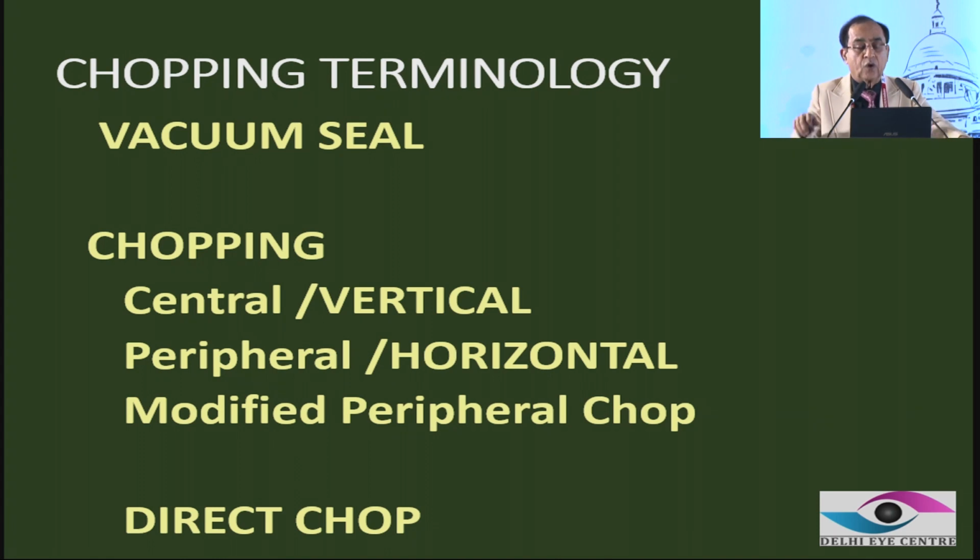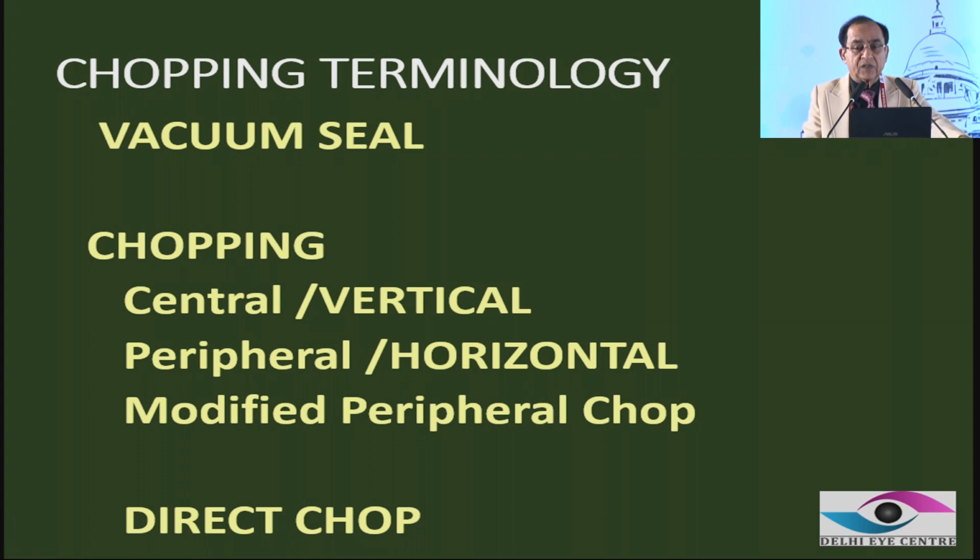That means when you do not negotiate your chopper underneath the rhexis margin, just at the center you vertically push the chopper down, it is called central chop. Peripheral or horizontal chop is when you negotiate your chopper underneath the rhexis margin, go to the periphery of the nucleus and then start the chopping.